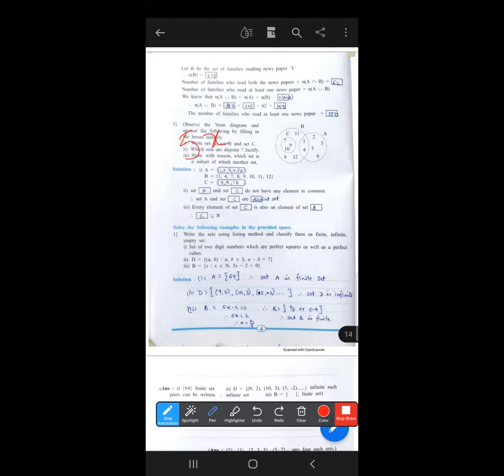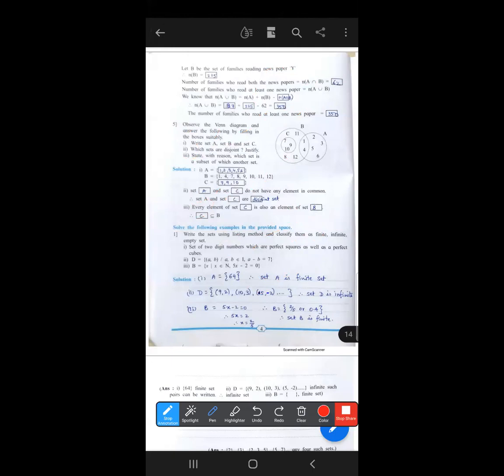5x minus 2 equals 0. So 5x will be equal to 2, minus 2 will go that side, it will become plus 2. So x is equal to what? 2 upon 5. So either you can write down 2 upon 5, or if you carry out the division, it can be 0.4. So B is equal to either 2 upon 5 or 0.4.